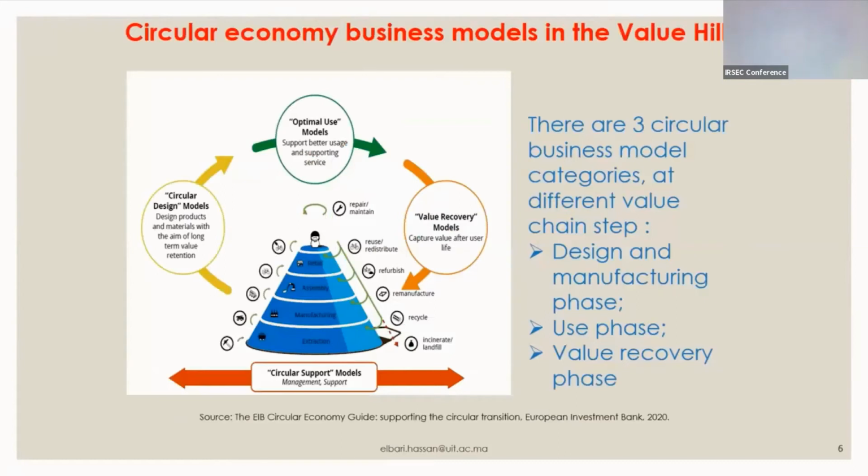Circular economy business models in the value wheel. There are three circular business model categories at different value chain steps. First, design and manufacturing phase. The second step is use phase, and the last step is value recovery phase. Circular design models, optimal use models, and value recovery models.